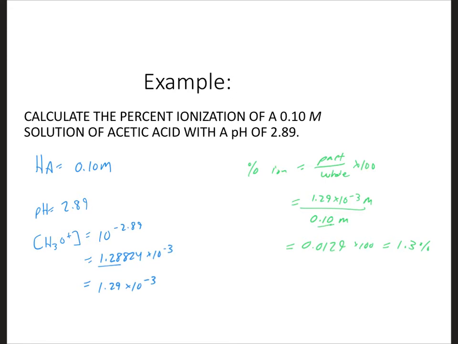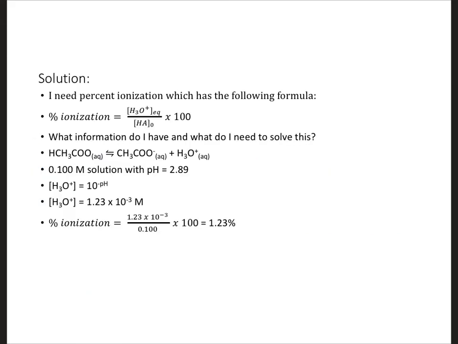So again, not a lot of that acetic acid is actually going to produce protons in solution. Only a very small fraction, 1.3% of that, is going to dissociate when we get into solution, and that makes it, of course, a weak acid. Okay, so we have it again typed out for you.